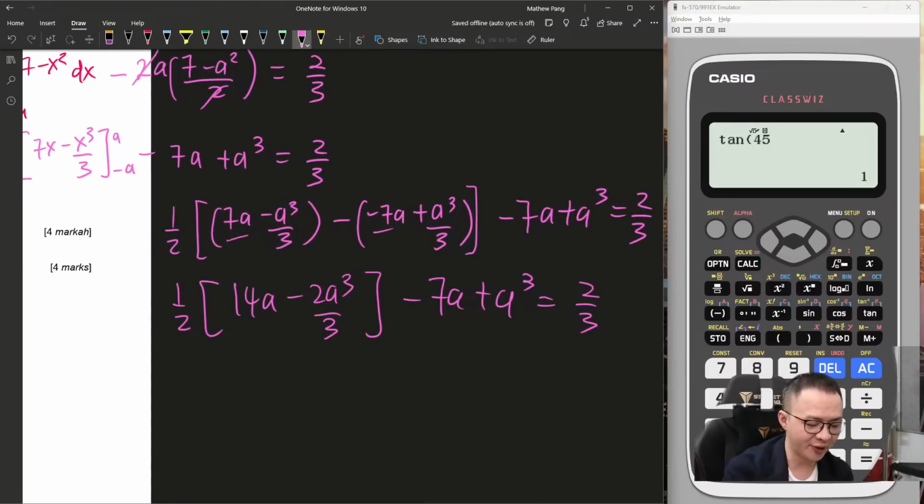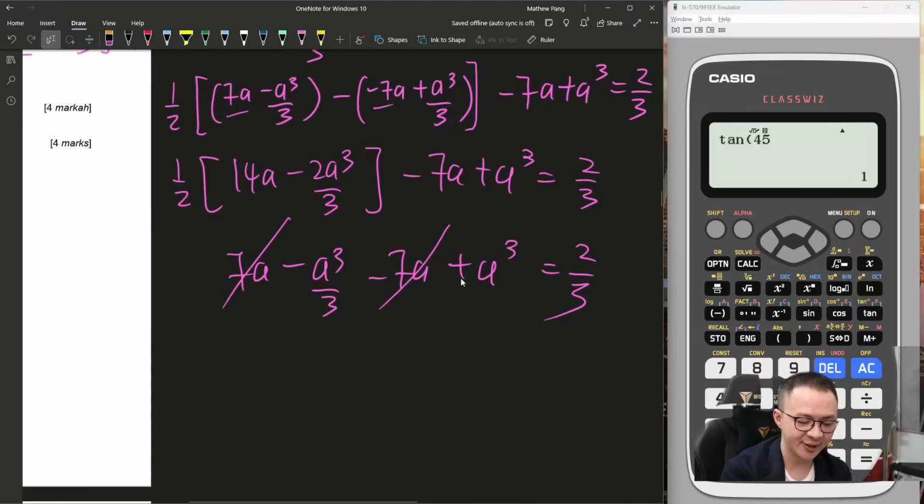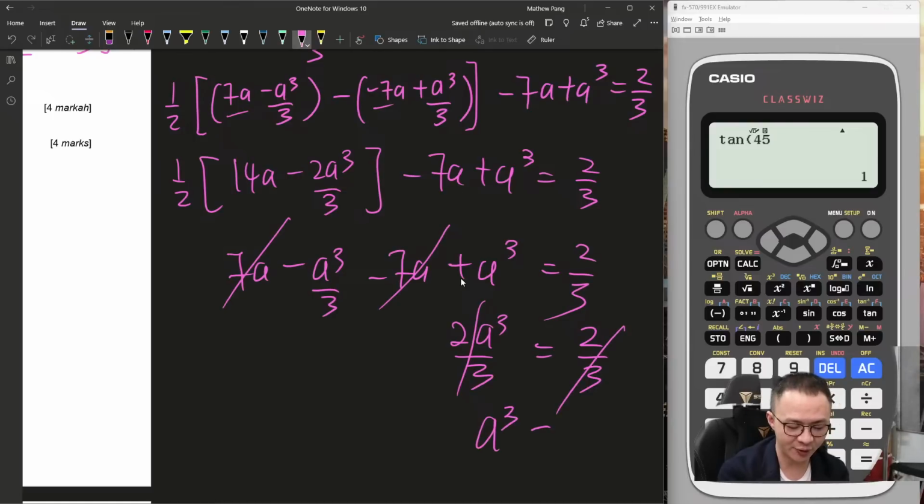Yeah, then both of these can divide by 2, right? So I get 7a minus a cubed over 3 minus 7a plus a cubed equals 2 over 3. 7a and 7a I minus. A cubed minus a cubed over 3, I get 2a cubed over 3 equals 2 over 3. Then I simplify, a cubed equals 1, then a equals 1. Okay, because cube root of 1, we're still getting 1, isn't it?